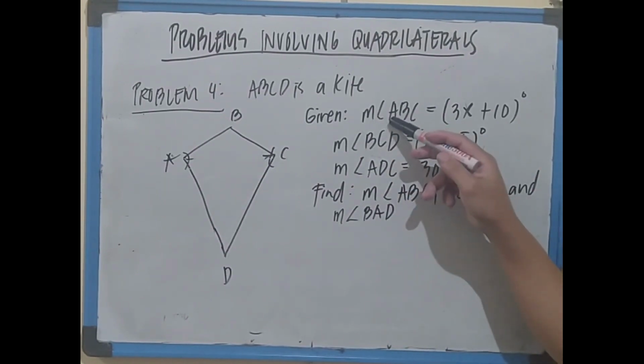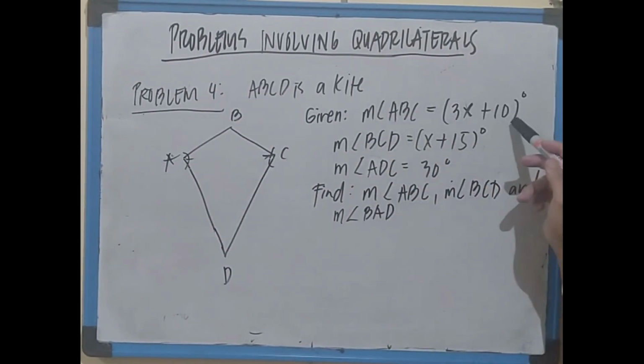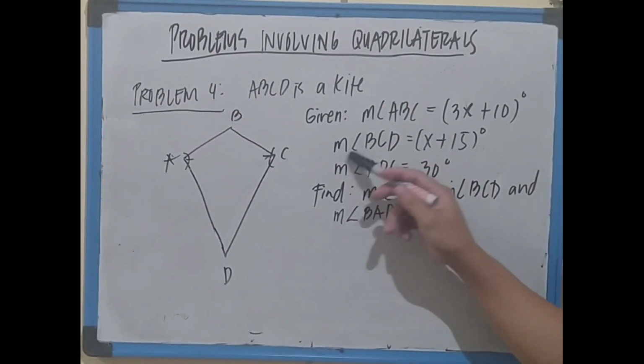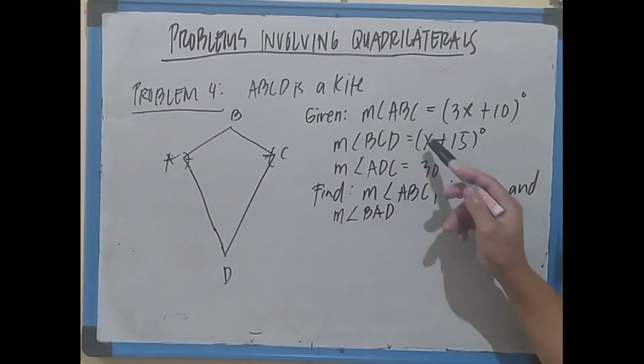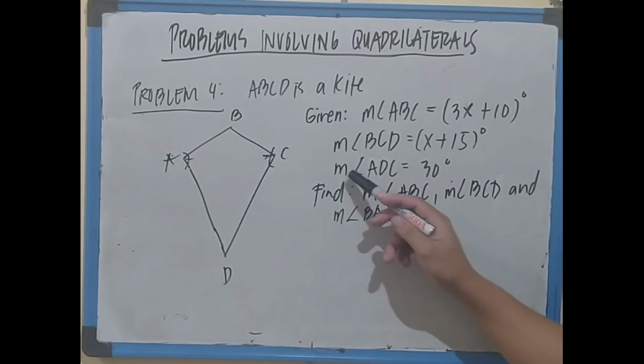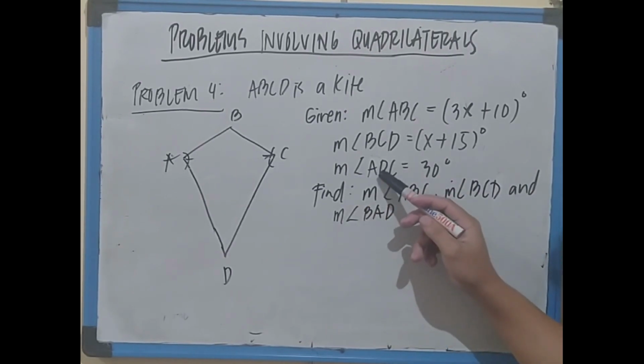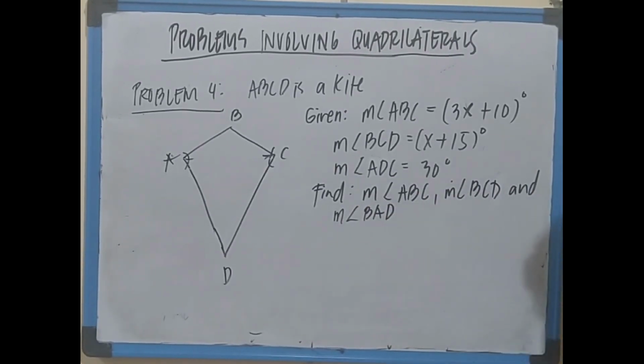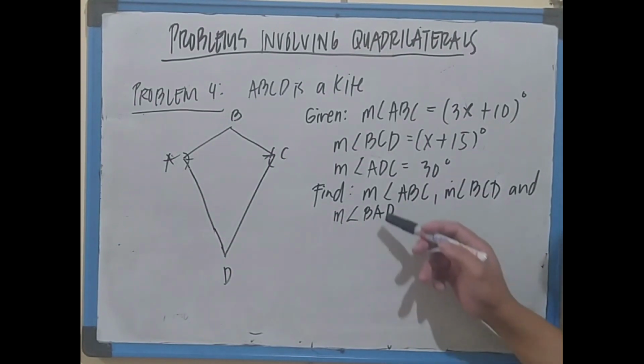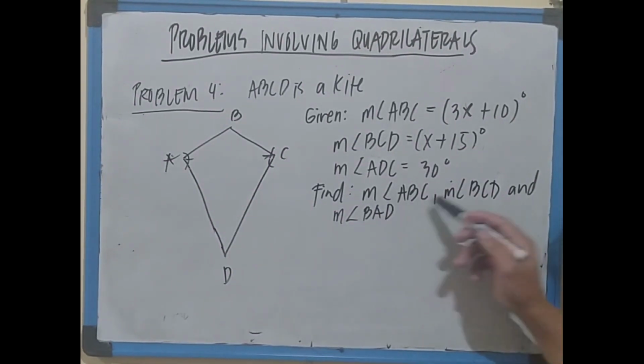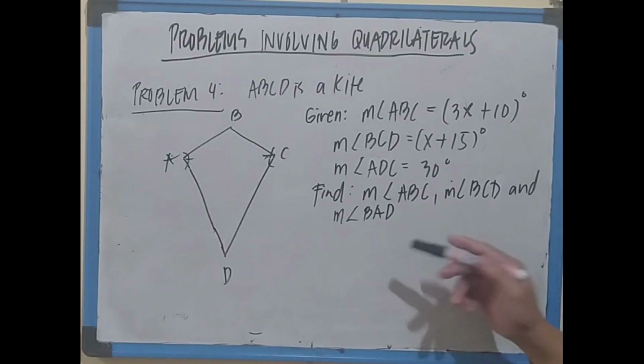The measure of angle ABC is 3x plus 10 degrees. We have the measure of angle BCD is x plus 15 degrees, and the measure of angle ADC is 30 degrees. Now, ang hahanapin natin ay yung tatlong angles na to. We have ABC, BCD, and BAD.